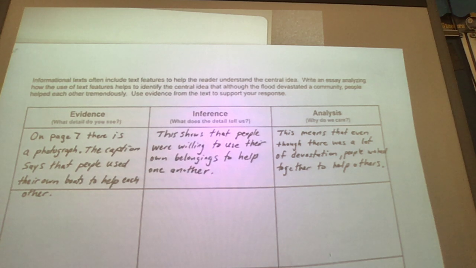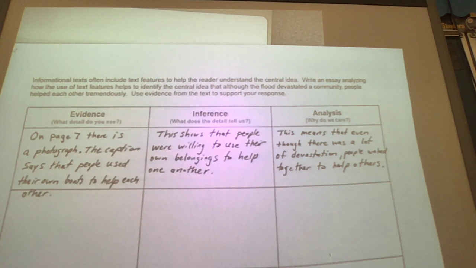It says that informational text often includes text features to help the reader understand the central idea. Write an essay analyzing how the use of text features helps to identify the central idea that although the flood devastated a community, people helped each other tremendously. Use evidence from the text to support your response.